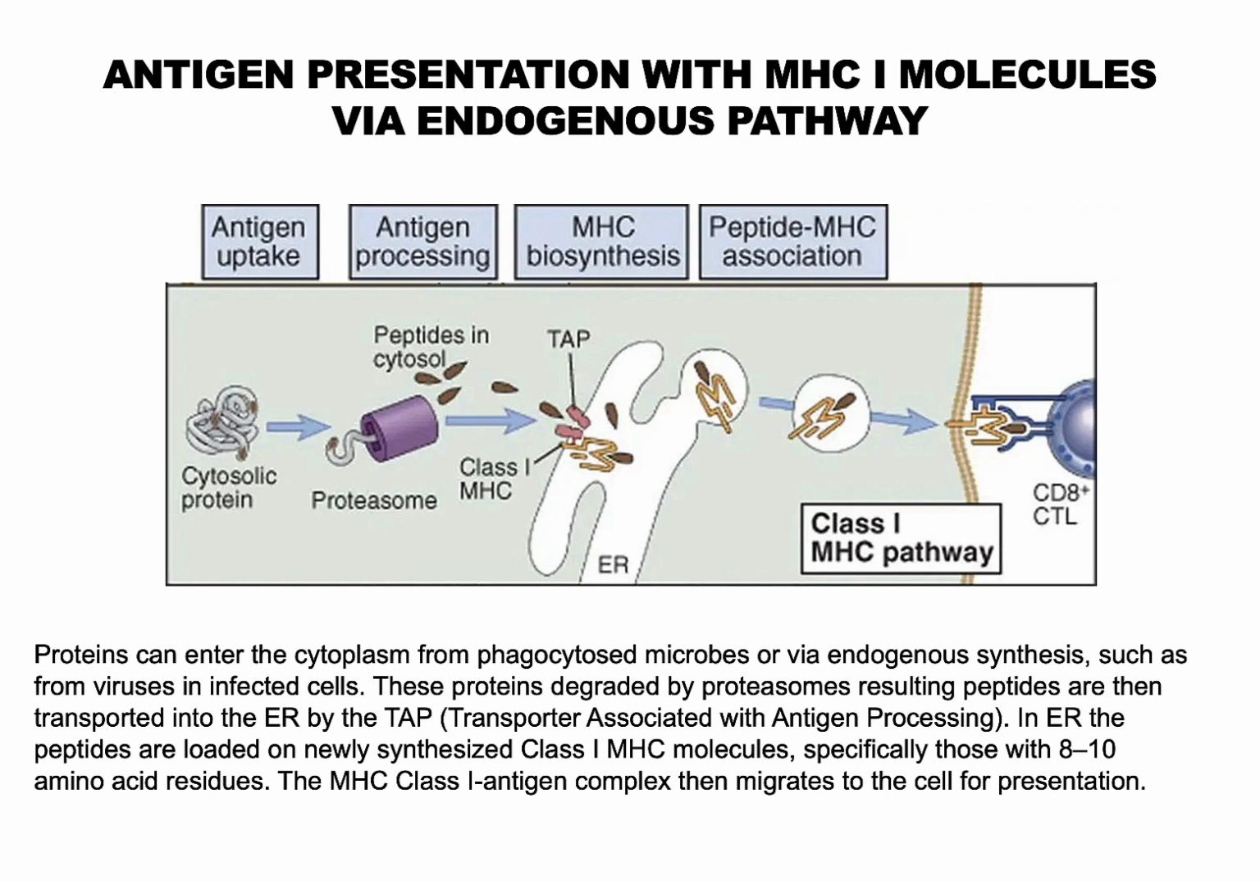Proteins can enter the cytoplasm from phagocytosed microbes via endogenous synthesis, such as from the viruses in infected cells. These proteins are unfolded, ubiquitinated, and degraded by proteasomes into smaller peptides. The resulting peptides are then transported into the endoplasmic reticulum by the TAP transporter, where they bind to the newly synthesized class 1 MHC molecules, specifically those with 8 to 11 amino acid residues. These MHC class 1 antigen complexes then migrate to the cell surface to be presented to the CD8 plus T cells, which can recognize the complex and initiate further immune processing.